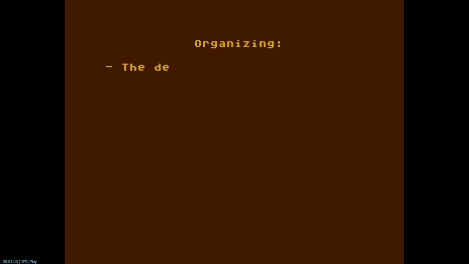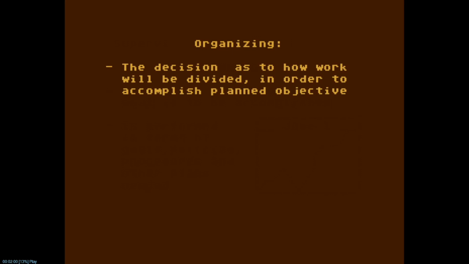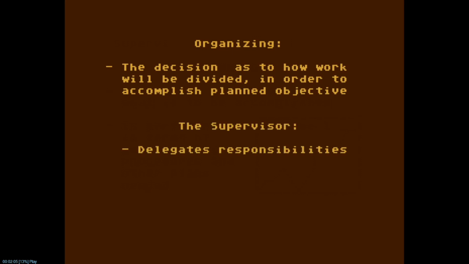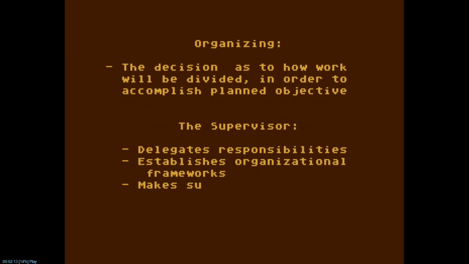Organizing simply means the decision as to how work will be divided in order to accomplish the planned objective. The supervisor delegates various responsibilities for the work at hand, establishes various structural or organizational frameworks within the department to make sure that work flows smoothly, and makes sure that the proper materials are on hand.